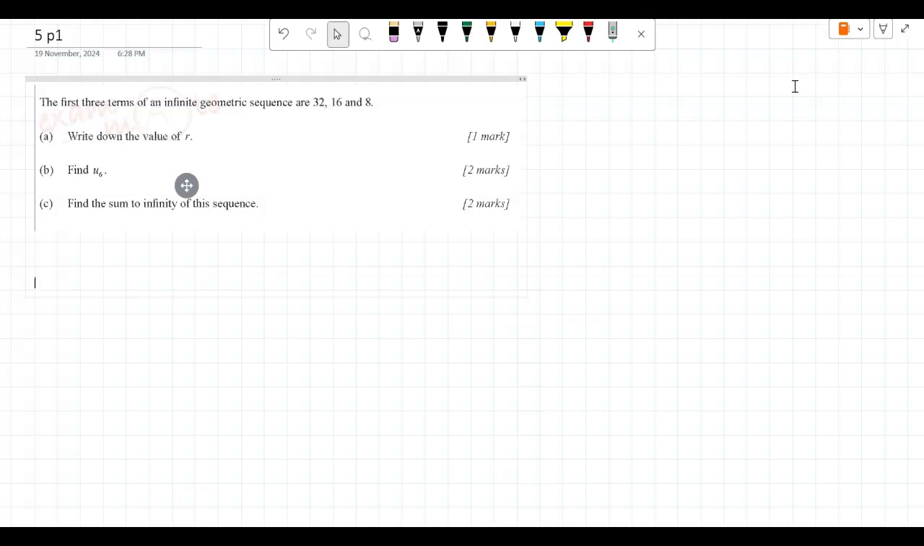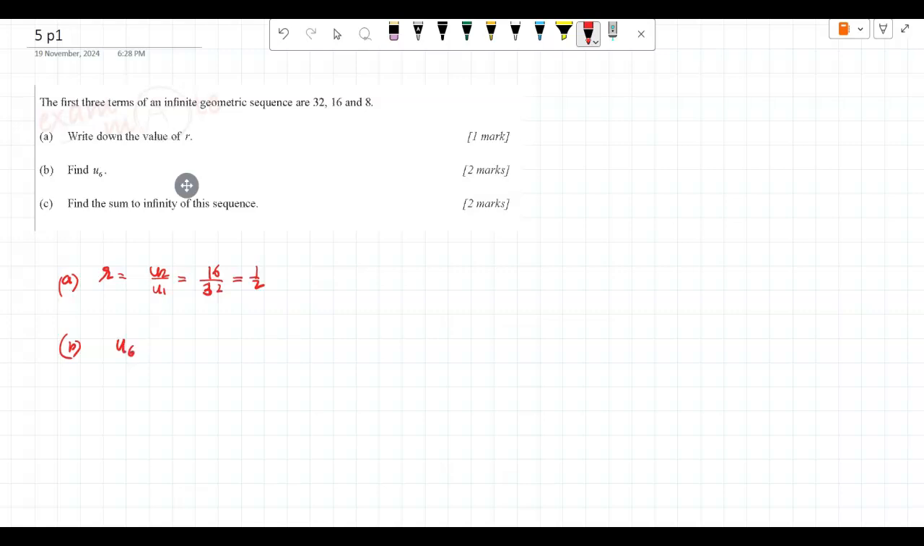So r is equal to second term upon first term. So again, this is a very easy sum. My second term is 16 over 32. So r is half. Then find U6. It's a geometric sequence. U1 r raised to n minus 1. So 6 minus 1 is 5. So U1 is 32, half raised to 5. So how much is that? 32 into 1 over 32.